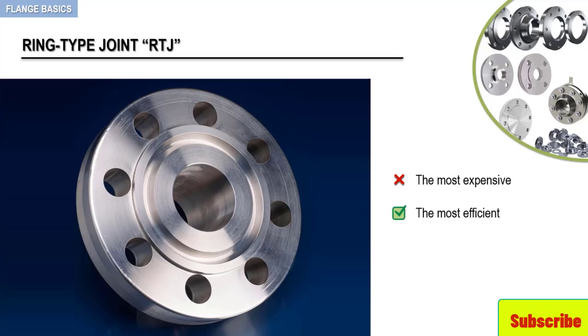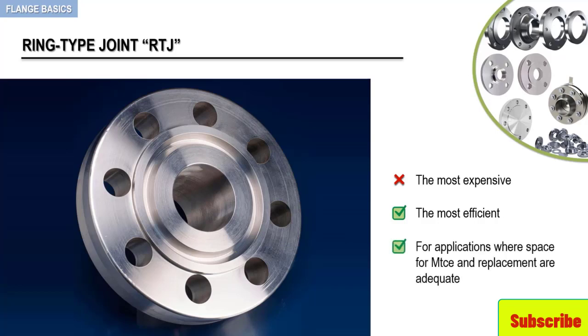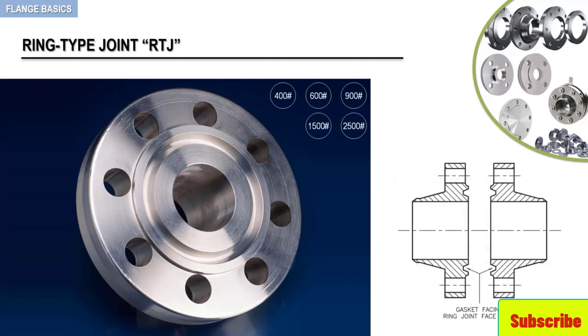Actually, when dismantling ring joint connections, the flanges must be forcibly separated to release the ring from the groove. In crowded installations, this could cause major problems. Because of this, the ring joint flange is relegated to applications where space for maintenance and replacement are adequate. Now, although available for all pound ratings, flanges with ring-type joint faces are normally used in piping systems rated 400 and higher. Finally, the following figure depicts a sectional view of a flange with a ring-type joint face.